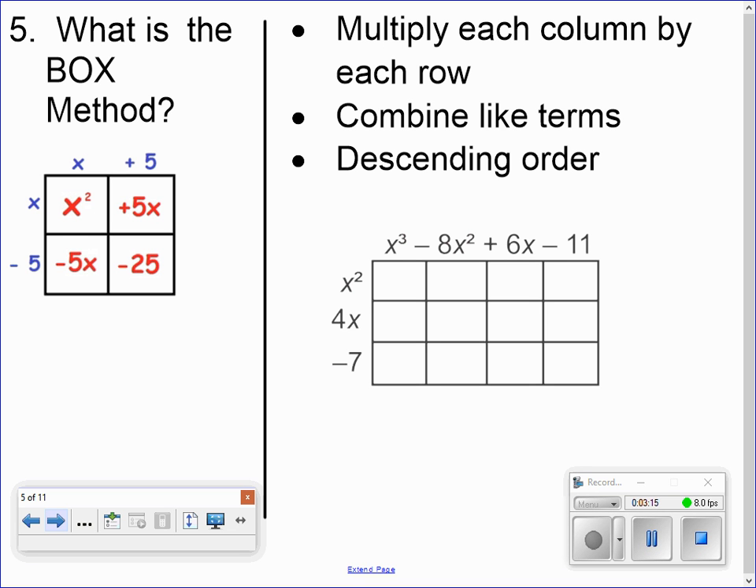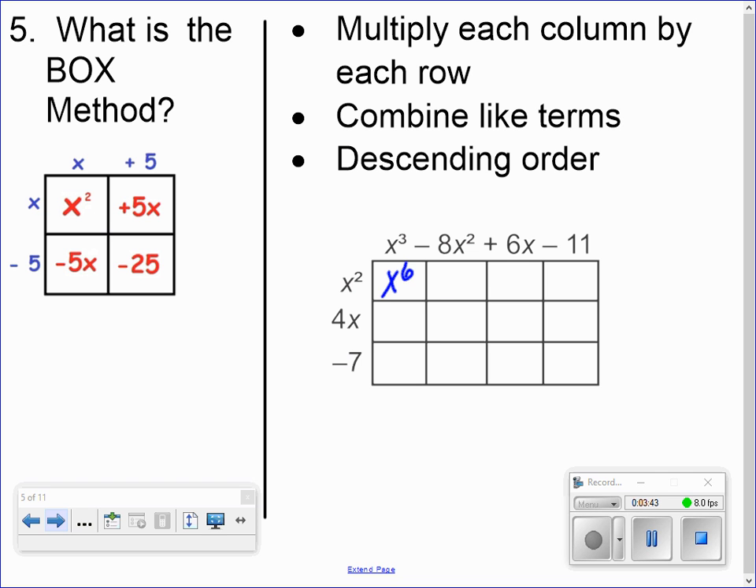We also have what's known as the box method. The box method is a way of multiplying larger polynomials. You can definitely use it for binomials, but it's super helpful when we have larger polynomials. What you do is you multiply each column by each row, and then you combine like terms and then place it in descending order.